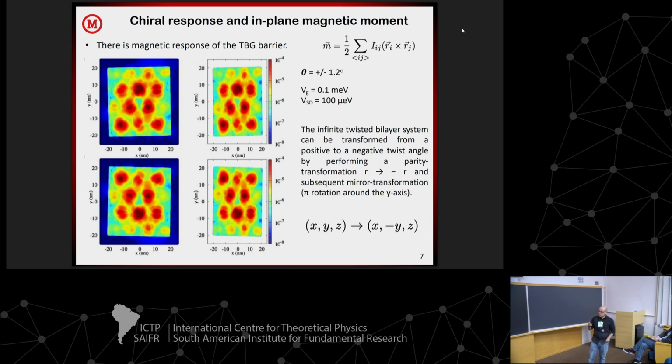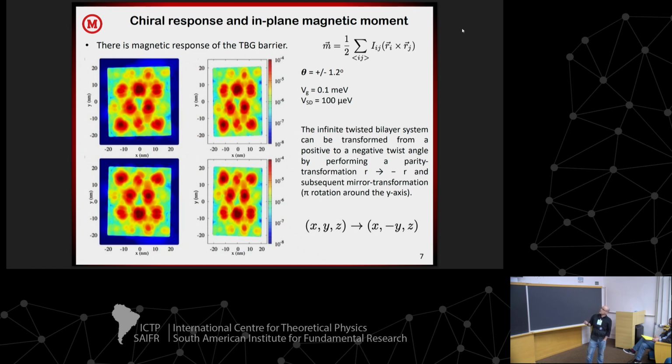So with that, we proceed to calculate the magnetic moment. We use the regular equation for the magnetic moment, and you can see it for both enantiomers, for positive and negative twist angle. You can see we put a mirror plane here, where one is the mirror image of the other. This is the magnitude of the magnetic moment. So we have a magnetic response for our twisted bilayer graphene.